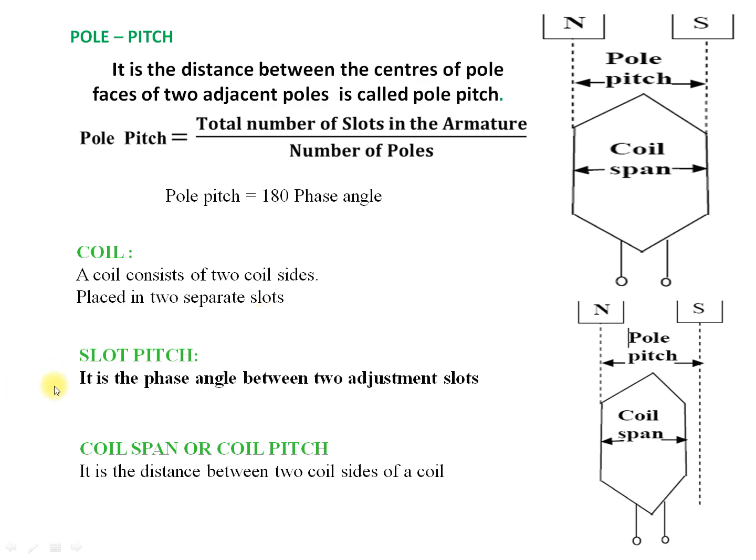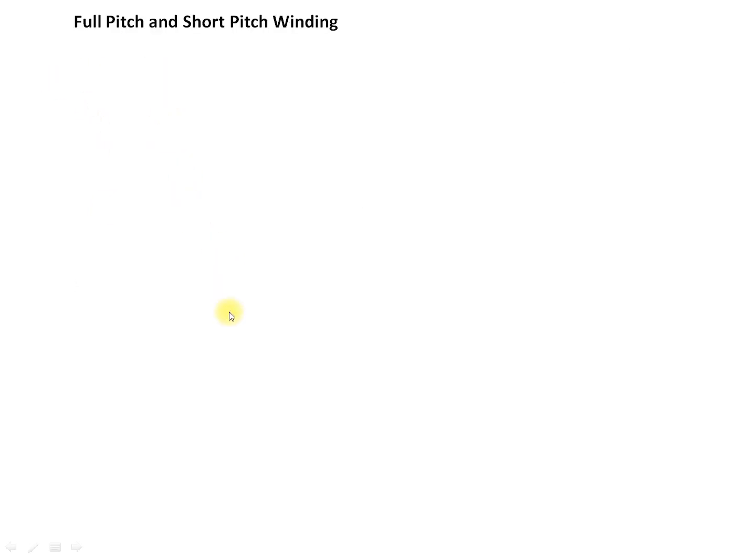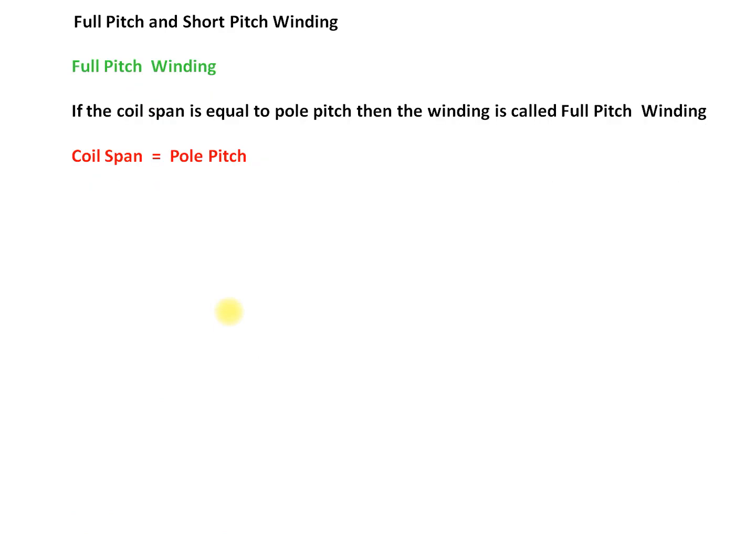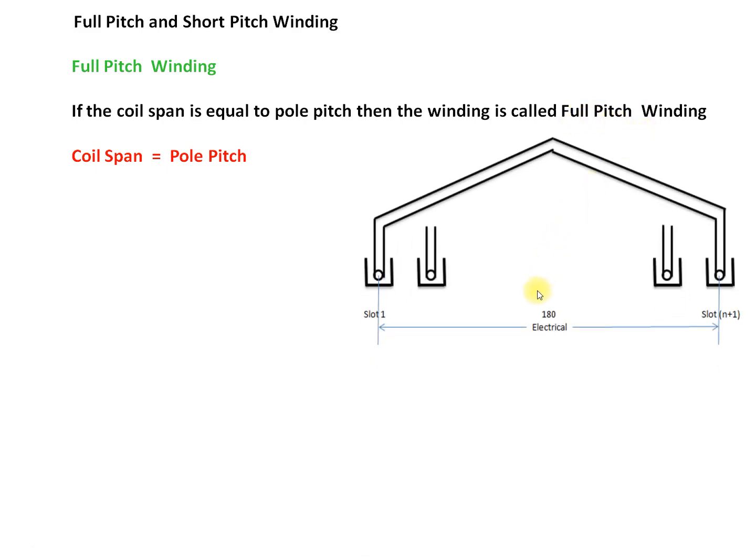So next will be the slot pitch. Slot pitch is the phase angle between two adjacent slots. So in normal full pitch windings, the coil span will be equal to the pole pitch. If it is not, then it is going to be a fractional pitch. The full pitch winding is when the coil span is equal to the pole pitch. So this will be like this.